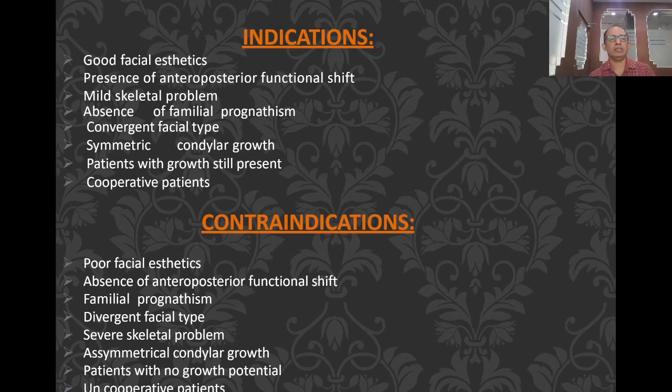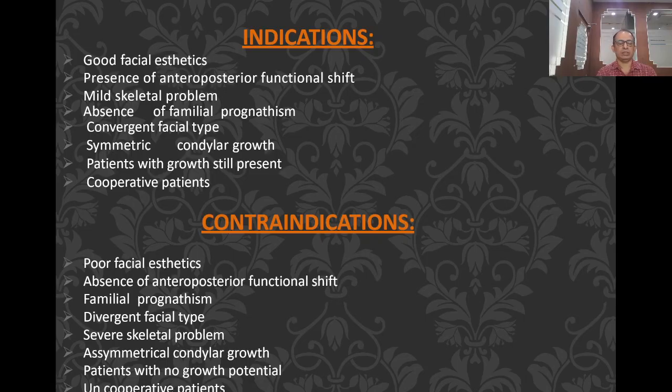Indications: good facial aesthetics, presence of anterior posterior functional shift, mild skeletal problems, absence of familial prognathism, convergent facial type, symmetric condylar growth, patients with the growth still present, cooperative patients.